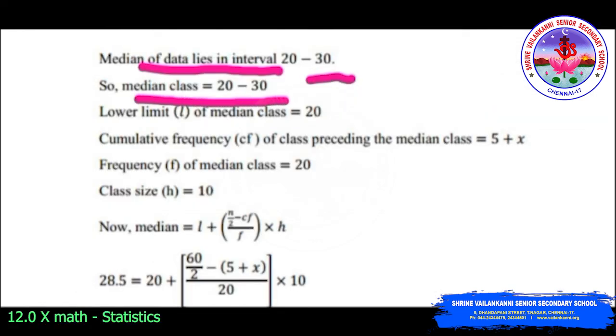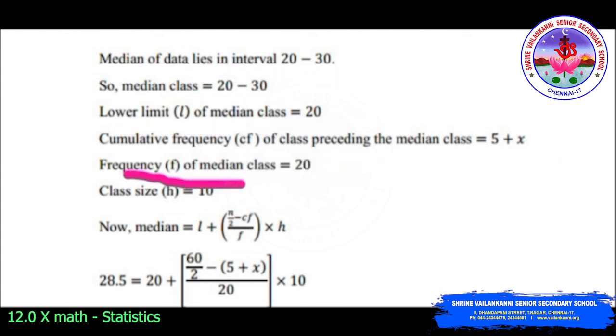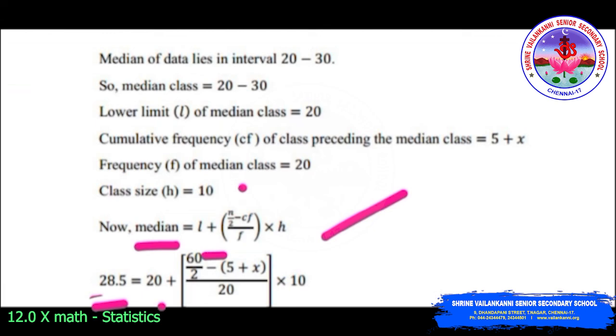The median class is 20 to 30, where the lower limit of the median class is 20, and the cumulative frequency of the class preceding the median class is 5 plus x. The frequency of the median class is 20, class size is 10. Now substituting the values in the formula, median is equal to L plus (n by 2 minus Cf) by F into H. 28.5 is equal to 20 plus (60 divided by 2 minus (5 plus x), written in brackets) divided by 20, into the class size 10.